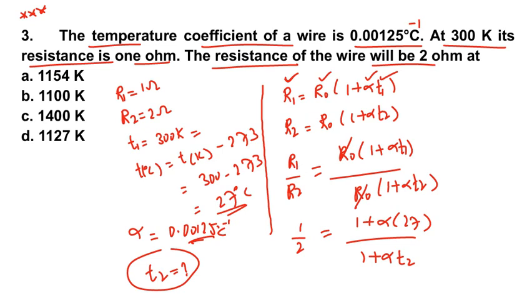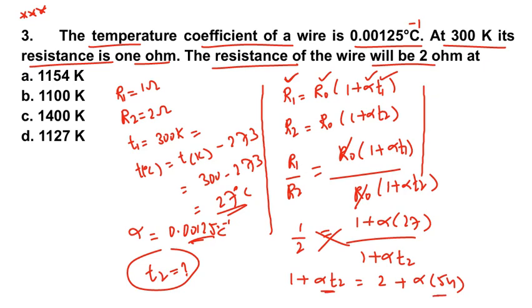Do cross multiplication here. What you will get: 1 plus alpha T2 equals 2 into this one, that is 2 plus alpha into 27 into 2, 54. And in these two, take common.